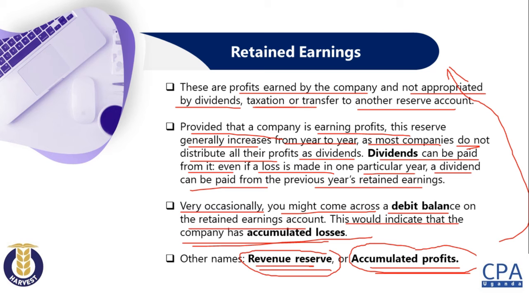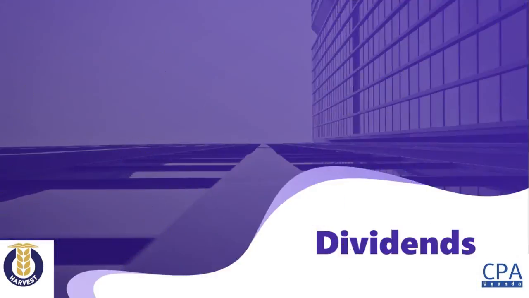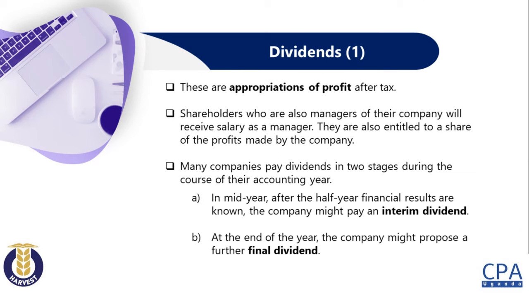Okay, so we have been talking about dividends. So our next discussion, I'll just give a hint on the dividends. So what are dividends? On the slide, we are saying that dividends are appropriations of profits after we have paid taxes and interest. Shareholders who are also managers of their company will receive a salary as a manager. They are also entitled to a share of the profits that have been made by the company. These are rewards. Dividends are rewards for owning the company.